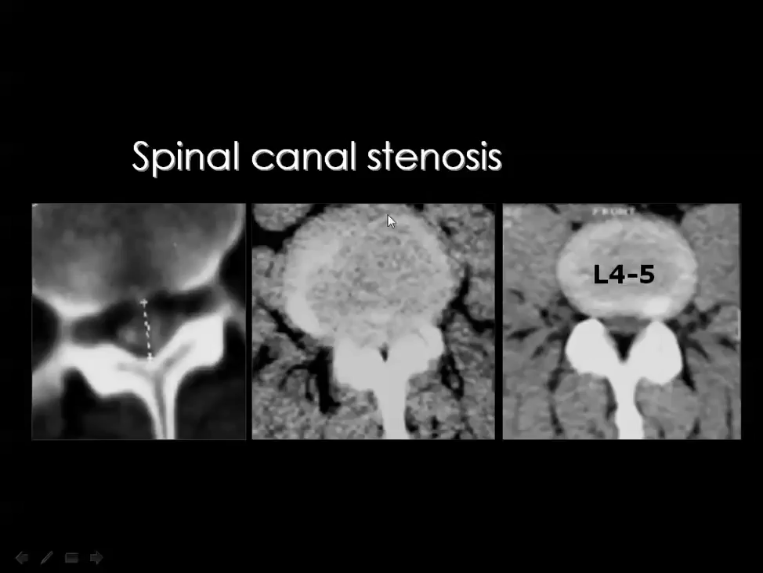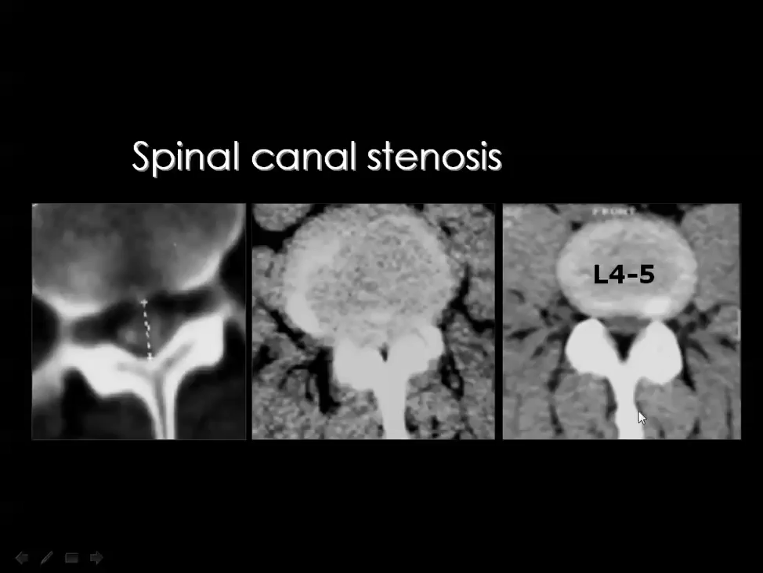Also, in this particular example, you can see a large diffuse posterior disc bulge also encroaching on the spinal canal. Then you have the three types of spinal canal stenosis in a single case: idiopathic, developmental, and acquired.